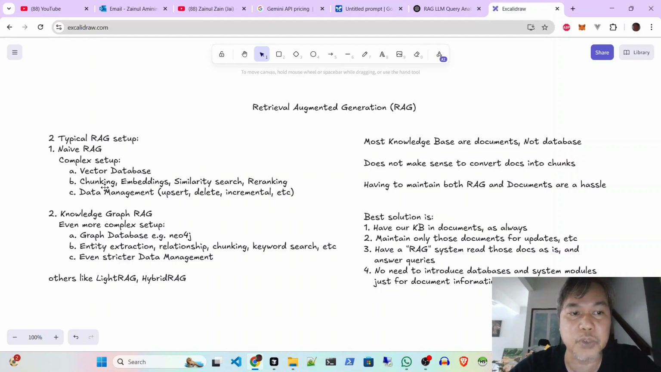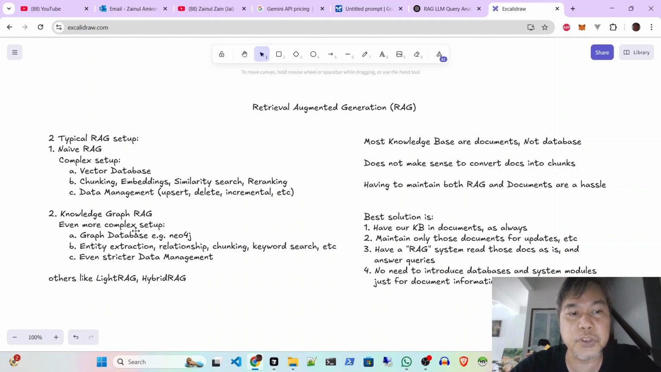On top of that, we also have to do data management, where from the document, after we do chunking, we upsert into the database. And then if we change the document, we need to delete and upsert again, or we do an incremental update to the database. Either way, in my opinion, it is an unnecessary setup for an AI RAG system.